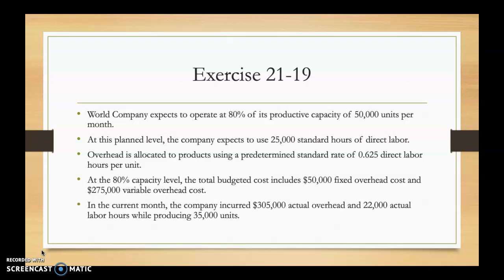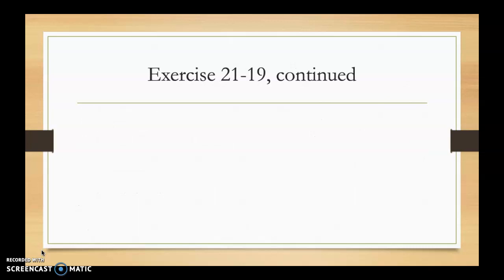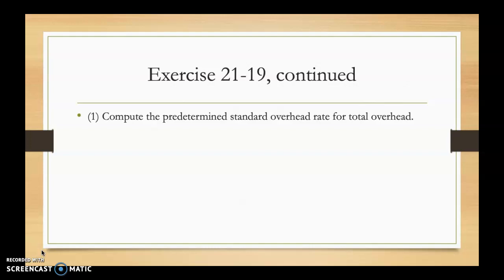And then finally, in the current month, the company incurred $305,000 in actual overhead and 22,000 actual labor hours while producing 35,000 units. The problem also says to not round your intermediate calculations. So let's get into the problem. First, it wants us to compute the predetermined standard overhead rate for total overhead. There's a few steps we need to go through to get there.